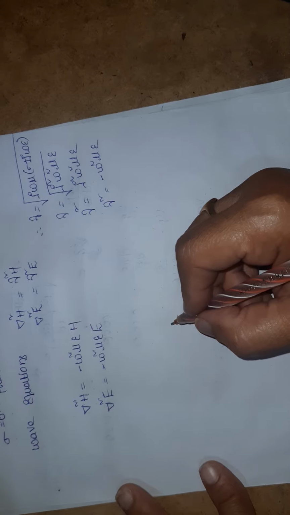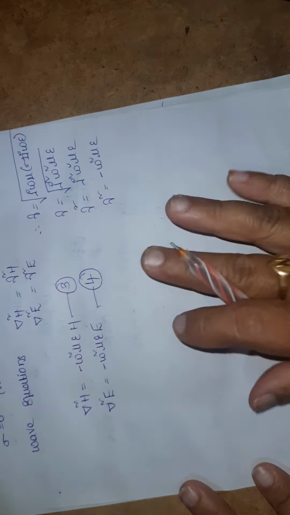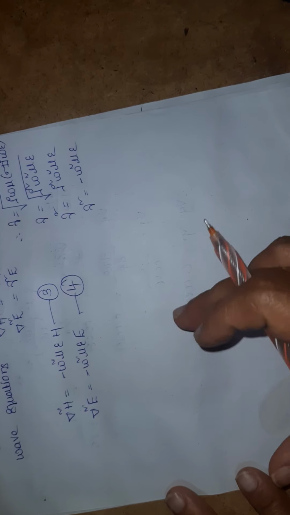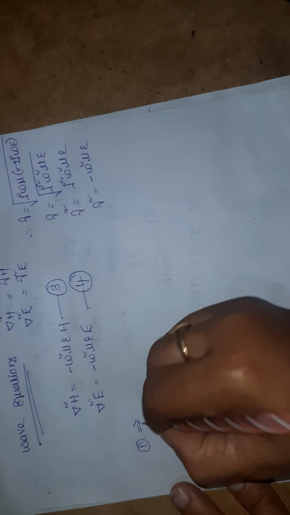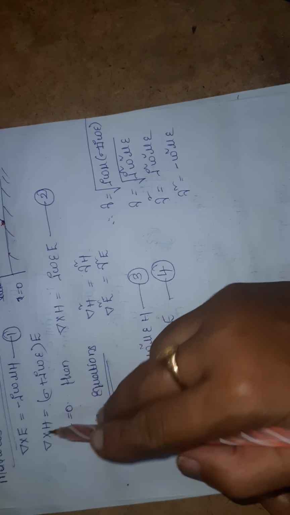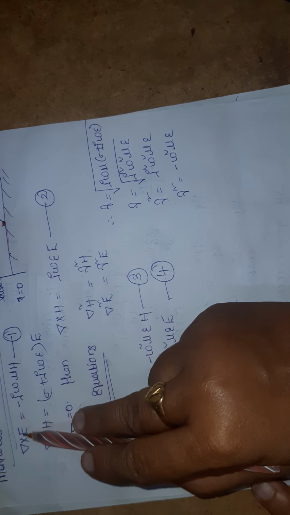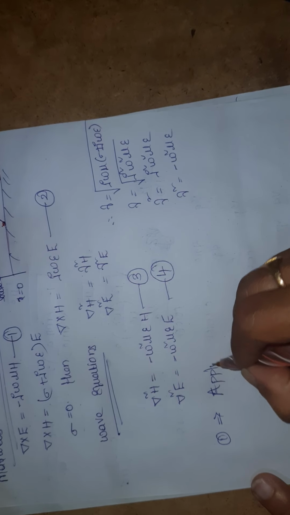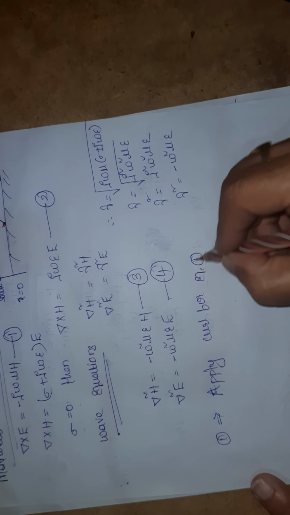Consider these as equations 3 and 4. These are the base equations we already know: Maxwell's curl equations and wave equations. Now from equation 1, what is equation 1? Del cross E is equal to minus j omega mu H. Now apply curl for this electric field intensity. How to apply curl? Apply curl for equation 1.